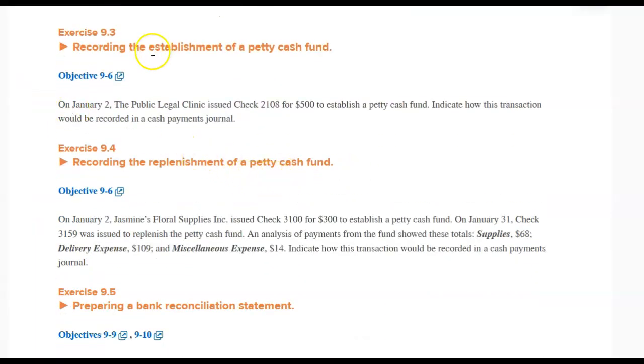This one is about using that petty cash fund and setting it up, so you have a little money in there to run to the store and buy things really quickly. So here we issued a check for $500 to establish a petty cash fund. Indicate how this transaction would be recorded in the cash payments journal.